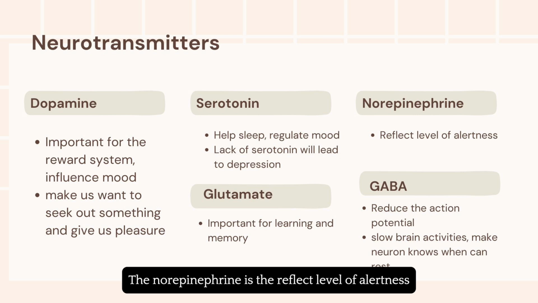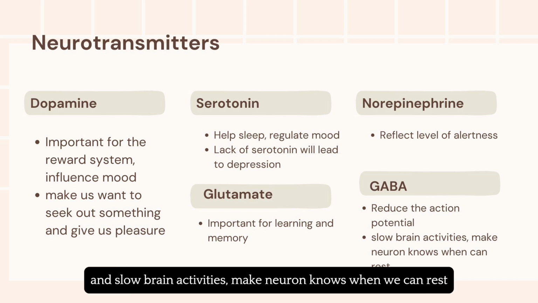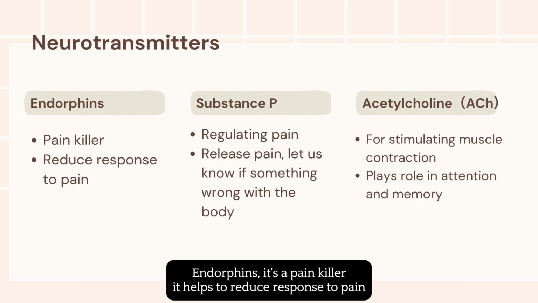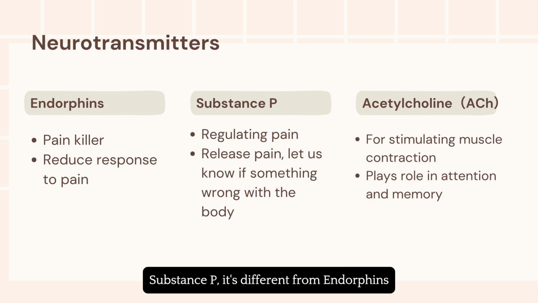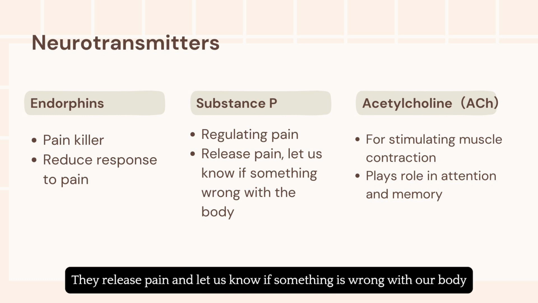Norepinephrine reflects the level of alertness. And GABA reduces action potentials and slows brain activity, letting neurons know when we can rest. Endorphins are a painkiller. They help us reduce the response to pain. And substance P is different from endorphins. It regulates pain, releasing pain signals and letting us know if something is wrong with our body.